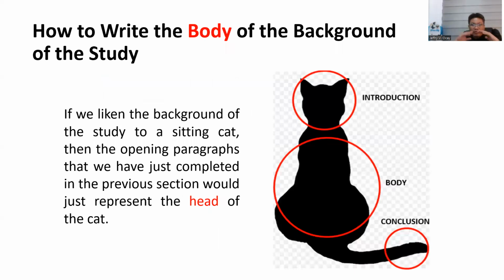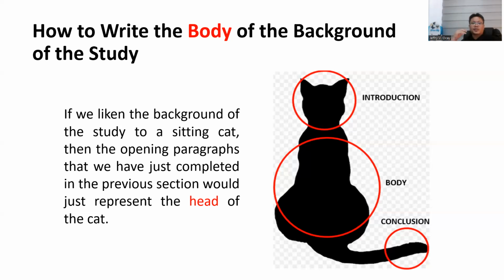Okay, so I now move to the second topic, on the techniques in writing the background of the study. So how do we write the body of the background of the study? I wrote here, if we liken the background of the study to a sitting cat, then the opening paragraphs, as I already mentioned, that we have just completed in the previous section, would just represent the head of the cat, the introductory parts, the opening paragraphs.